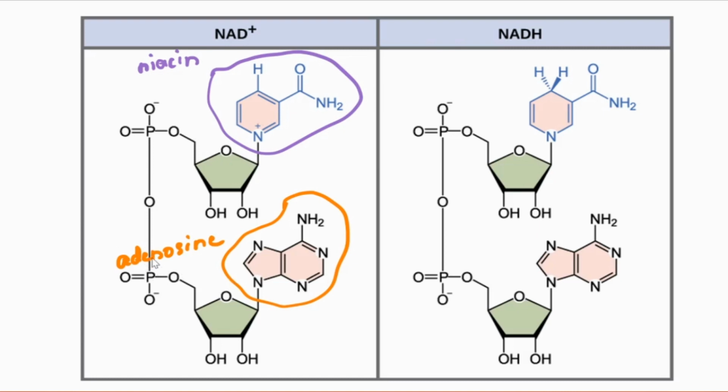This is adenosine. This orange mark is the sugar. This is the phosphate. So this is the nucleoside. Sugar is there, adenosine is there. To this, what is added? Niacin is attached. When niacin is attached to the adenosine nucleotide, it becomes NAD plus. When it becomes NADH, an additional H plus comes here. Then it becomes NADH.